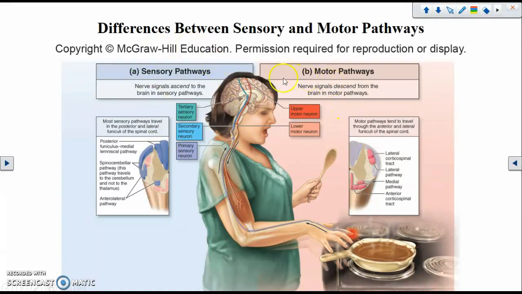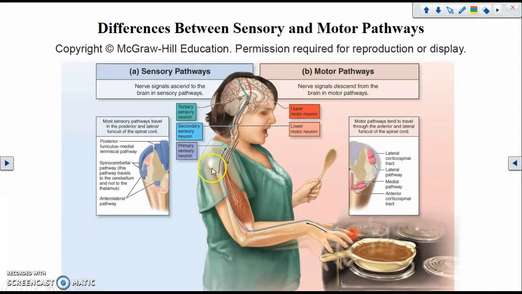The main difference here, folks, is the sensory pathway normally involves 3 neurons: a tertiary, the last, a secondary neuron, and a primary neuron, whereas most motor pathways have 2, an upper and a lower motor neuron. There are, however, some exceptions to this. There is an indirect pathway that does require a third neuron, but most of the time, this pathway is 2 neurons. Very, very important here.